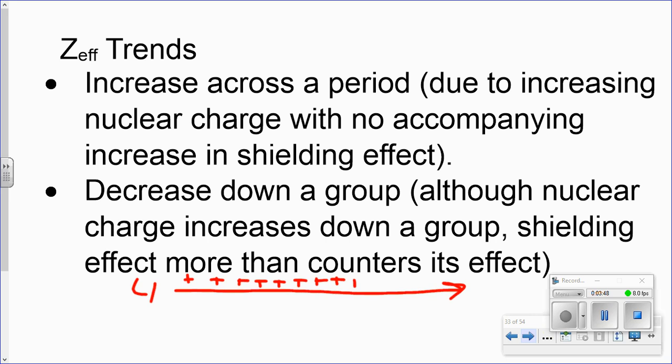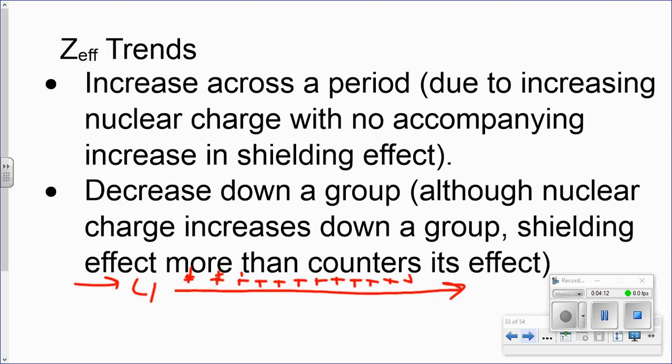Every time I go from one element to the next, I keep getting a positive proton. But I'm staying in the fourth energy level, so the shielding effect gets no greater. Okay? Remember, shielding effect is dependent upon the orbitals, or the shells, the energy levels, excuse me, that are in front of it. Well, since I'm staying in the fourth energy level, I'm not adding any energy levels.